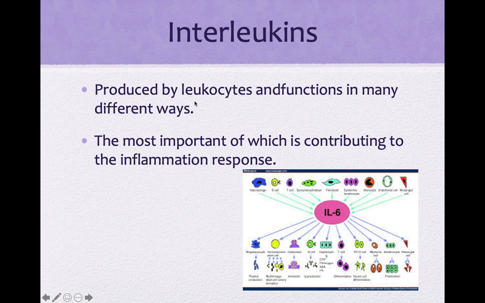So, interleukins. There's a bunch of different types of interleukins, and essentially what they're going to do is contribute to the inflammation response. They're going to tell the body, hey, it's time to raise the temperature to cause a fever. They're going to say, hey, it's time to cause vasodilation to release the basophils. It's going to trigger the body's immune response to get ready to fight off an infection.